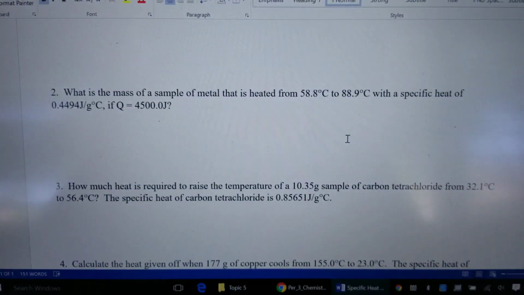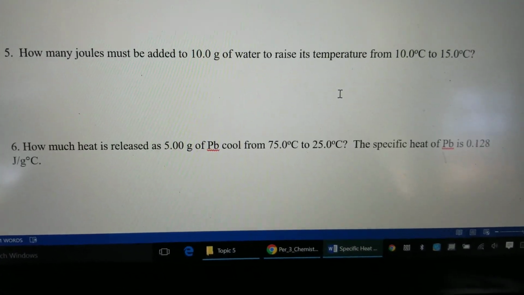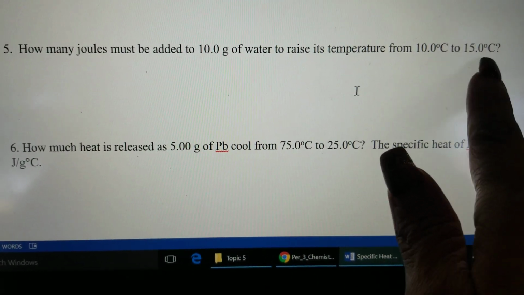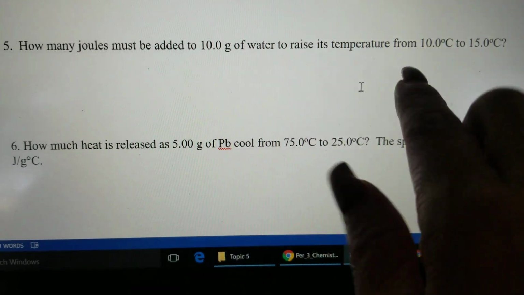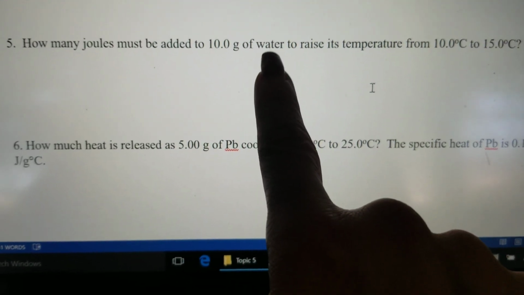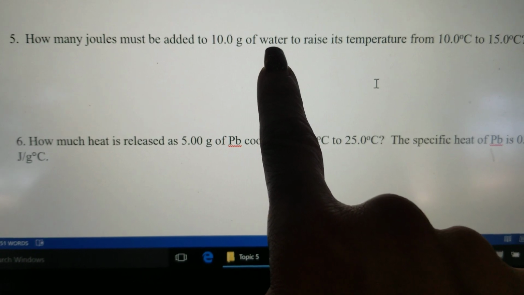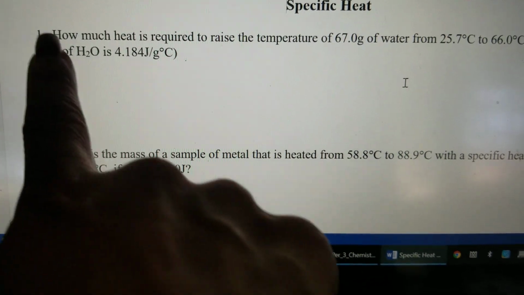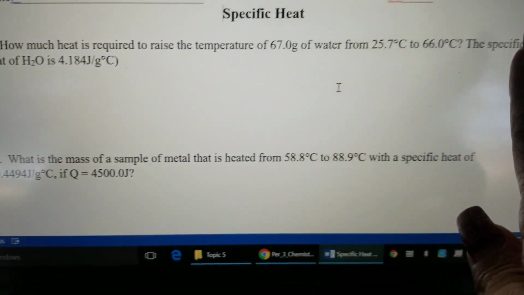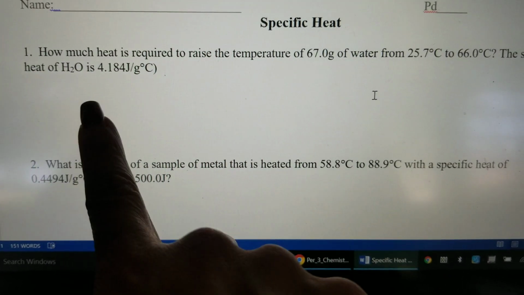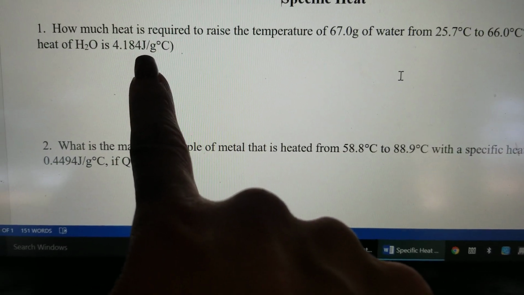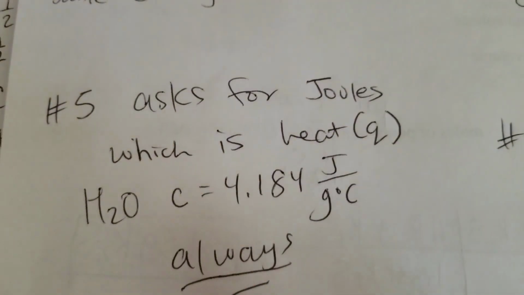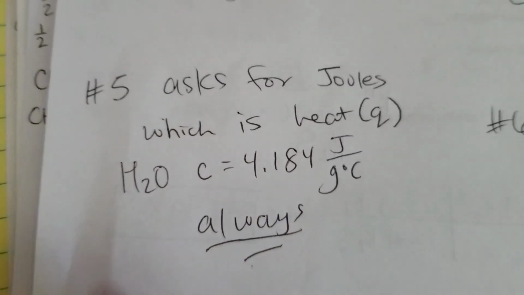So if we look at number 5, it gives us the mass, so there's M, and it gives us two temperatures. It goes from 10 to 15. So how much does it change? 5 degrees. The only thing is you don't have the specific heat, but it tells you it's water. The specific heat of water is always 4.184. Look, it was given to you in number 1. The specific heat of water is 4.184. That is always going to be the specific heat of water. Okay? Always.